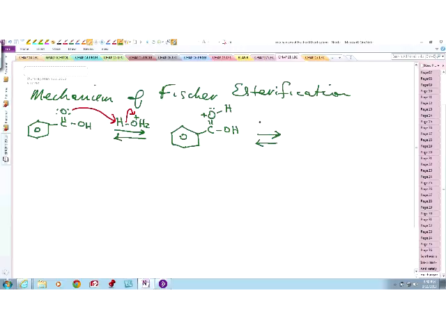we now have your alcohol. Okay, now we want to use methanol. Use a different color. So methanol will come in, acting as a nucleophile. I have this carbon here. The pi electron goes to oxygen, and now you form this intermediate.